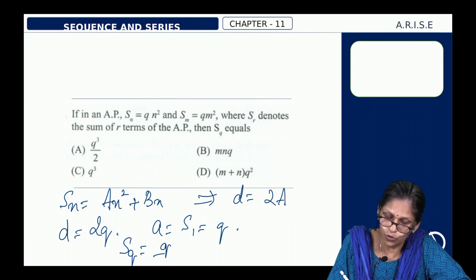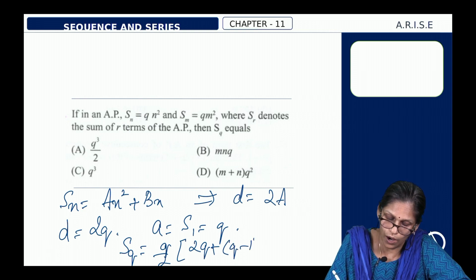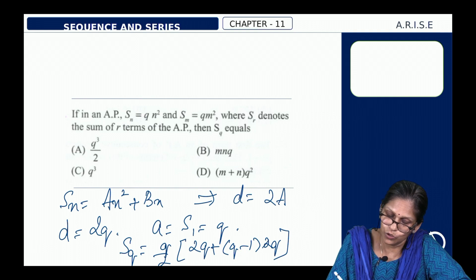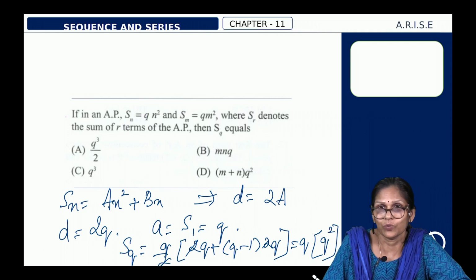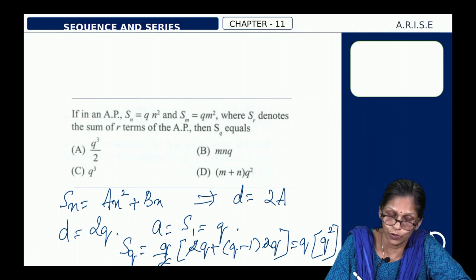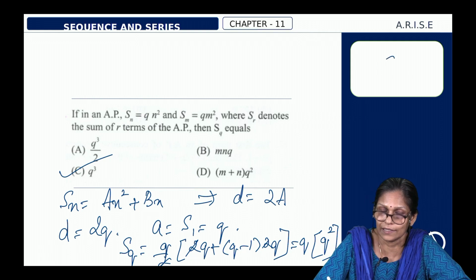It is q by 2 into 2a plus q minus 1 into d. So take a 2 out and cancel with this 2. What do you have? Q into Q plus Q squared minus Q, which is Q, and minus Q will cancel. You will have Q squared. So what's your answer? Q cubed. Option C is your answer.